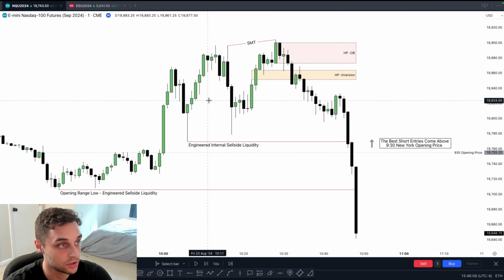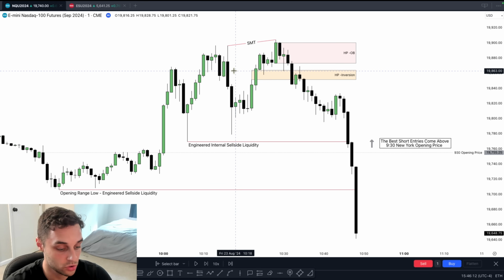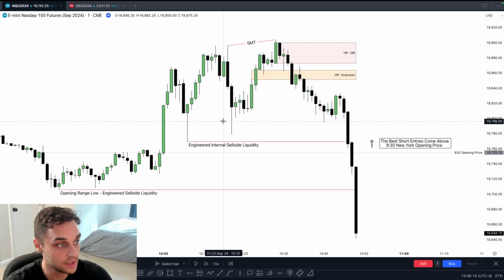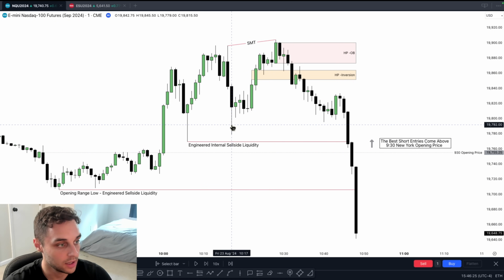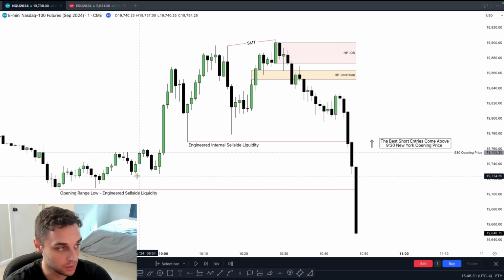So what are these signatures of a reversal? A, price is above 9:30 opening price. Check that off the box. B, do we see engineered liquidity? Yes, we see internal engineered sell side liquidity here. These two relative equal lows, this 1 minute 10:06 swing low and this 1 minute 10:17 swing low. Beyond that, we see relative equal lows down here.